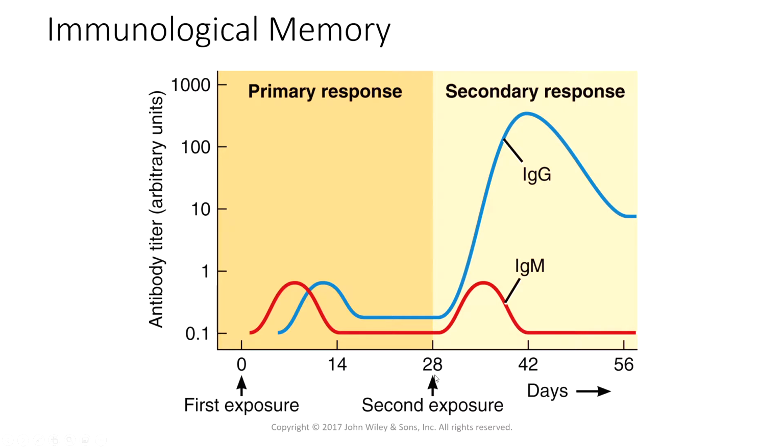You can then get exposed to the same pathogen, and notice what happens. First, IgM bumps up really quick like it used to last time, but so does IgG, which is really specific to the antigen and can fight it really quick and help the immune system fight it off.